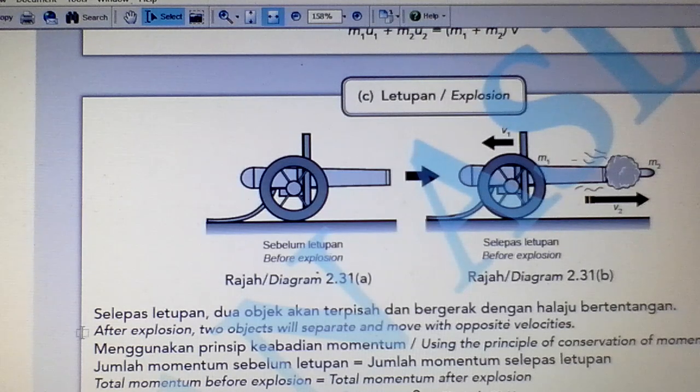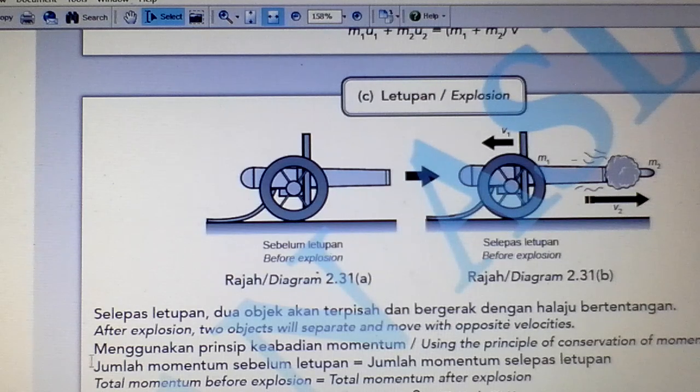Okay, so look at the explanation. After the explosion, two objects will move separately in opposite directions, with opposite velocities. Total momentum before the explosion equals total momentum after the explosion. So this one also, total momentum is conserved.